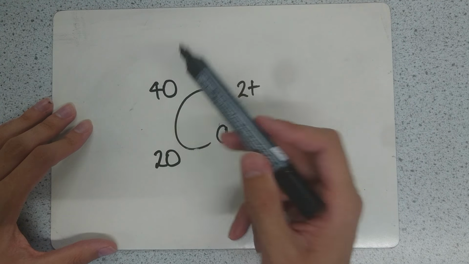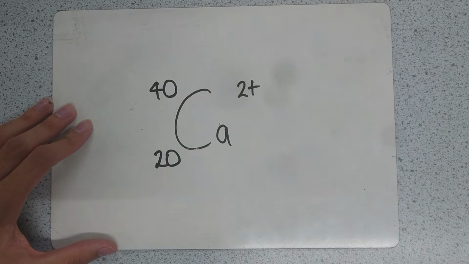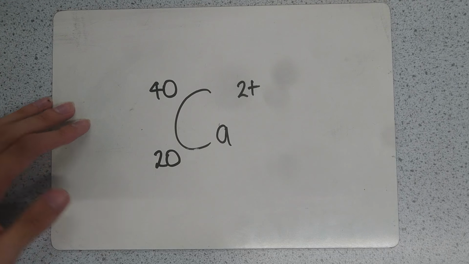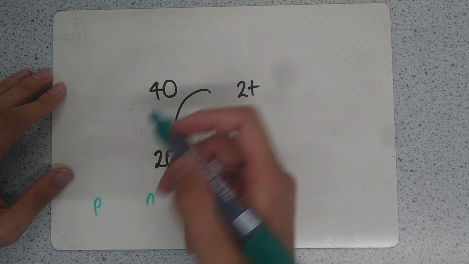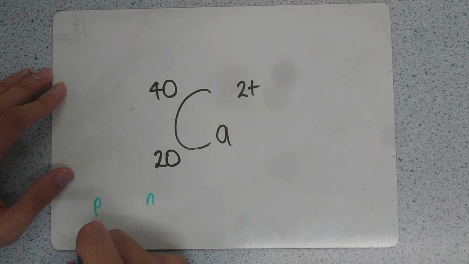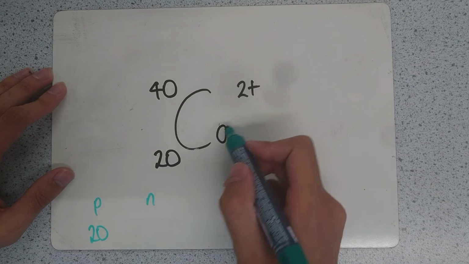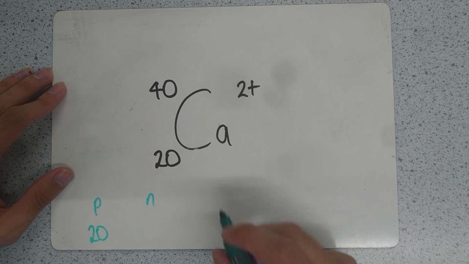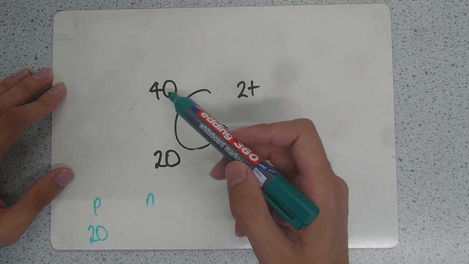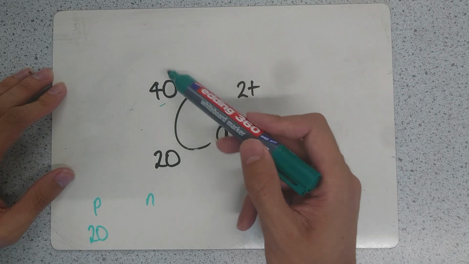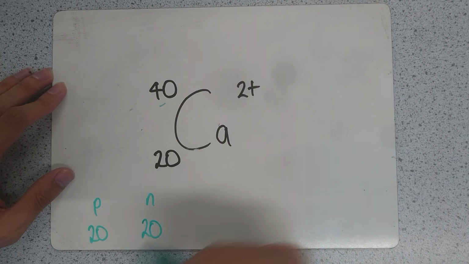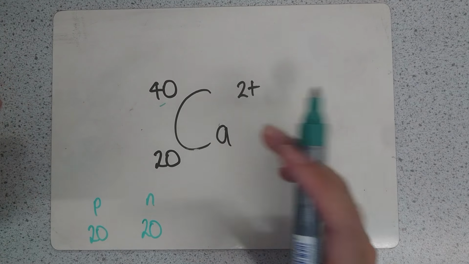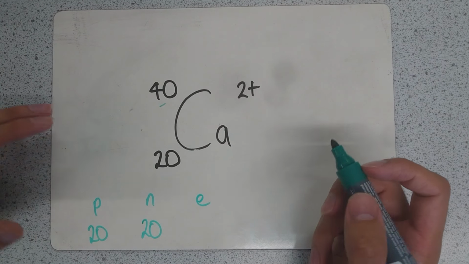Calcium 2+ has a mass number of 40 and an atomic number of 20. So straight away we can do our number of protons, we have 20 of them. We know it's calcium, so it must have 20 protons. Number of neutrons, let's do that. We take the mass number minus the atomic number to give us 20.